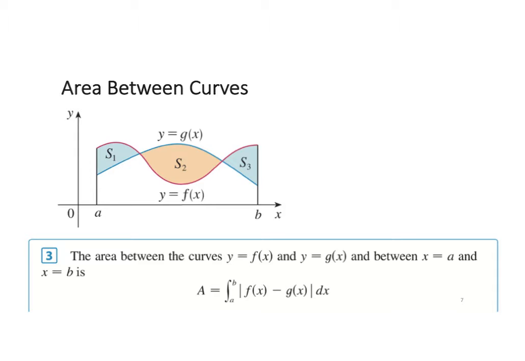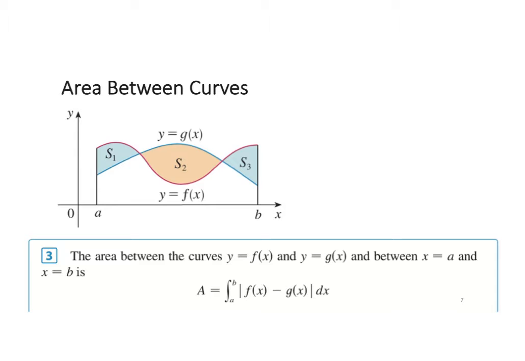And the quick, compact way of writing that phenomenon is to say that the area between the curves y equals f of x and y equals g of x, between x equals a and x equals b, where we're not saying anything about the relationship between f and g, is going to be the integral from a to b of the absolute value of f of x minus g of x dx.